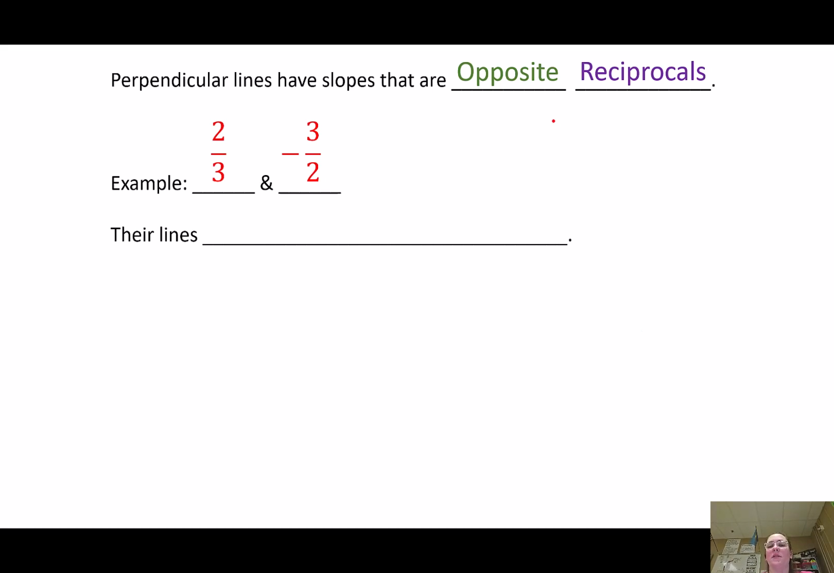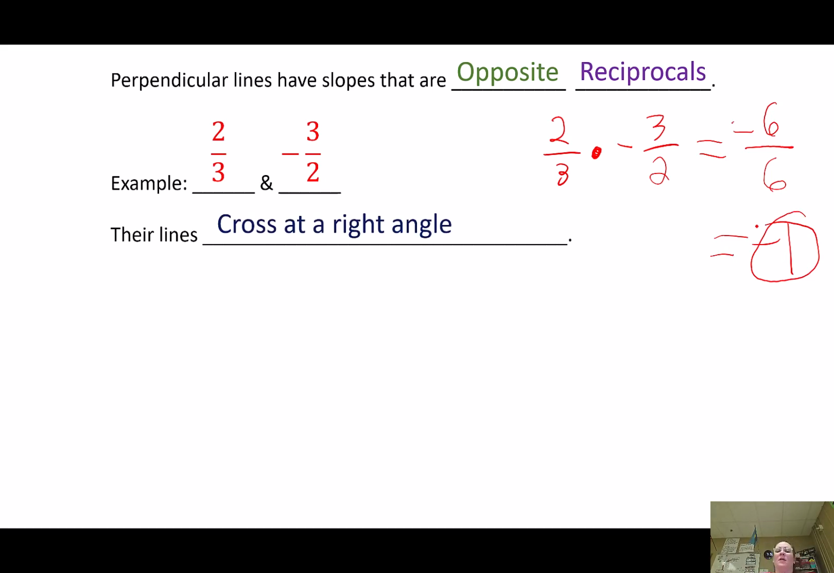So if I were to take 2/3 times -3/2, okay, well, you multiply across the numerators. So 2 times -3 is -6. 3 times 2 is 6. Well, -6 divided by 6 is -1. So we get a -1 there. With this type of slope, it's going to cause them to cross at a right angle. And this is the symbol we would use for representing perpendicular.